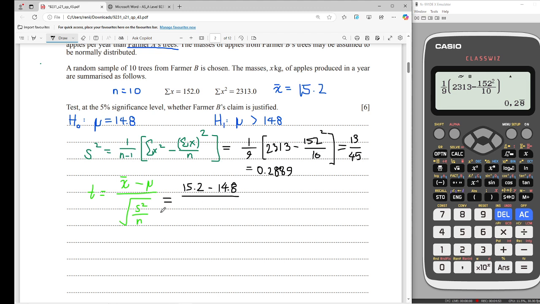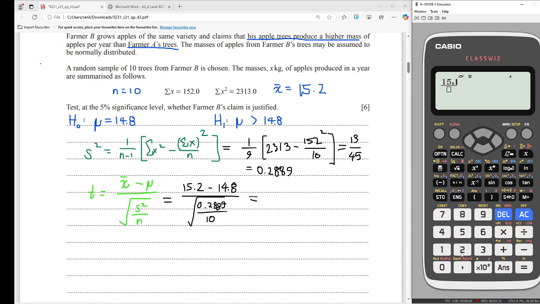we'll divide this by the root of 0.2889 divided by the number of terms, 10. So this is our test statistic. Let's calculate this. I've saved my previous answer in the calculator itself, so I won't have to calculate the value again. So root of answer by 10, and this is equal to 2.353.